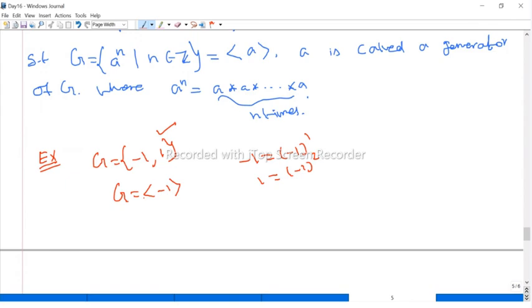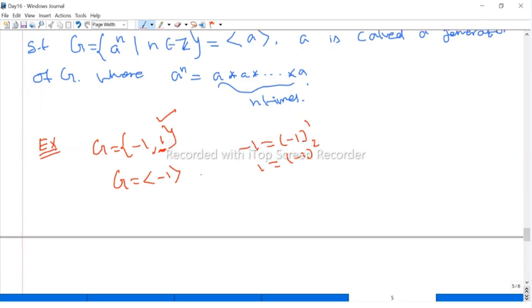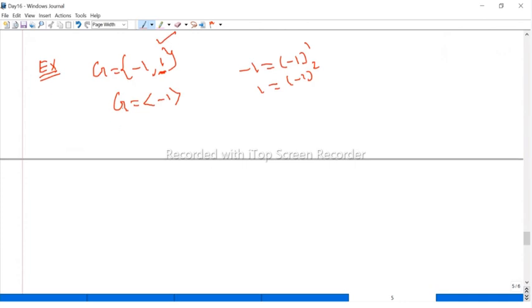Therefore -1 is a generator, and this is a cyclic group. But in any group, the identity element is not a generator, since 1 is the multiplicative identity of the group G. The identity element is a generator only in the trivial group, the singleton, not further. So this is a cyclic group generated by -1.